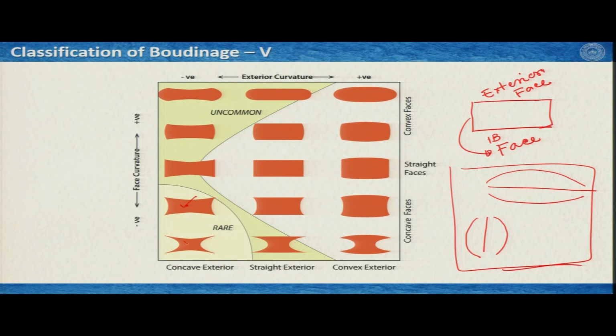Now, what we see here is that theoretically of course many possibilities are there, but these two shapes, this one and this one, are rare, and what is under this light yellow area defined by uncommon, these are also not so much visible in the field, but these which are under the white field, these we see frequently, this fish mouth and so on, we see them commonly. So, it is actually based on how your exterior face and interior face or inter-Boudinage face, whether it is curved or straight, and if it is curved then whether it is concave or convex. So, based on that people also classify the Boudinage in this way.